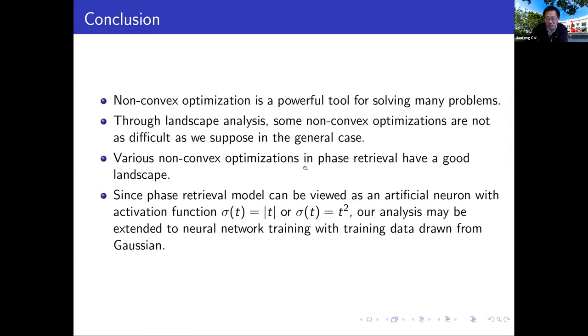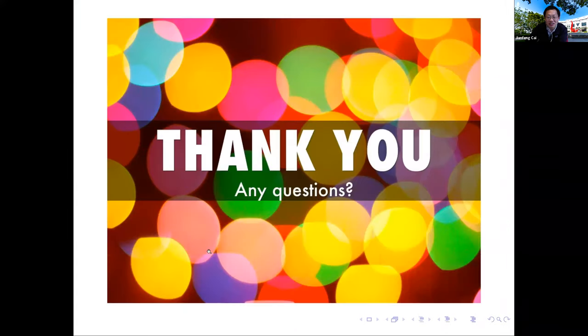So this just means that our analysis in this talk, actually it is the landscape of training only one artificial neuron, right? So can we extend our results to neural network training with training data drawn from the Gaussian, right? So we are considering this kind of problem. Yeah. So that's all of my presentation. Thank you very much.